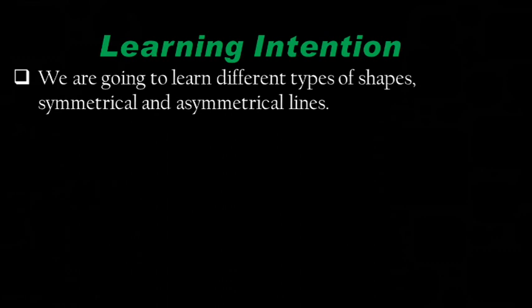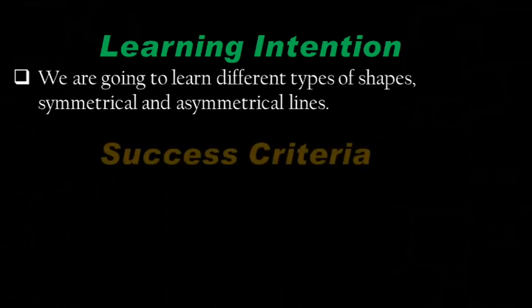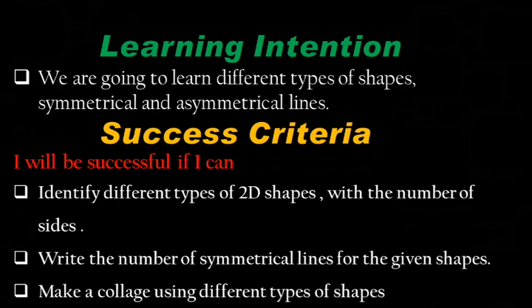Move into the lesson. Let's look at the learning intention and the success criteria of the day. As you know from the topic also, we will be learning different types of shapes, symmetrical and asymmetrical lines or balance. And your success criteria will be identifying different types of 2D shapes with the number of sides. And you will write the number of symmetrical lines for the given shapes. Alright, and also you will be making a collage using different types of shapes. The last one, you will be making an asymmetrical mask which shows the asymmetrical balance. Now it's very important that you complete all the tasks of the day in order to be successful.